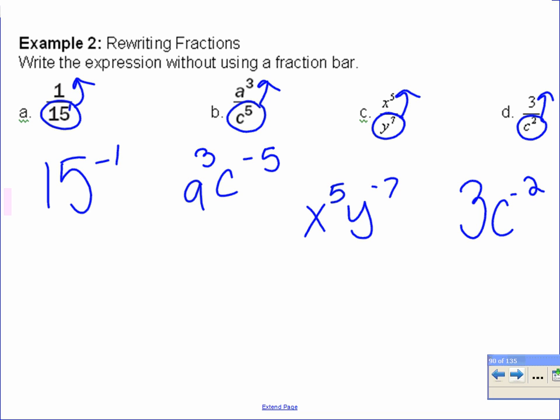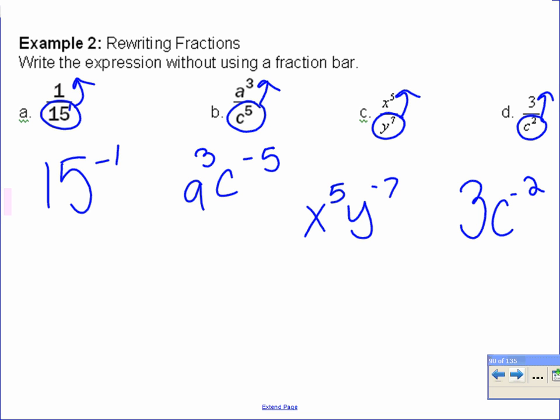Nope. They want us to rewrite it without using a fraction bar. Annalise, this is equivalent to this. This is equivalent to this. They are all equal. Because if we put it back so that there's positive exponents, you're going to get back to the original problem. They just want us to write it without a fraction bar.